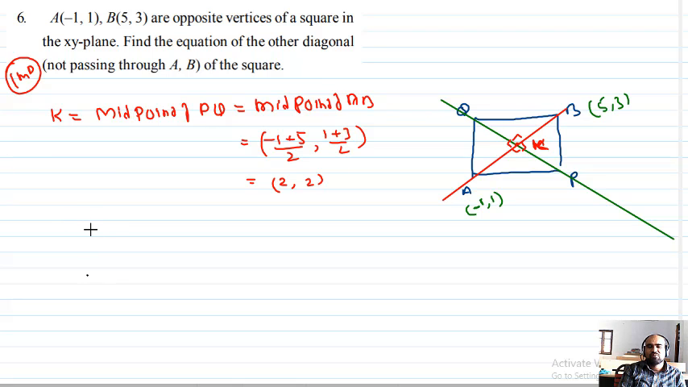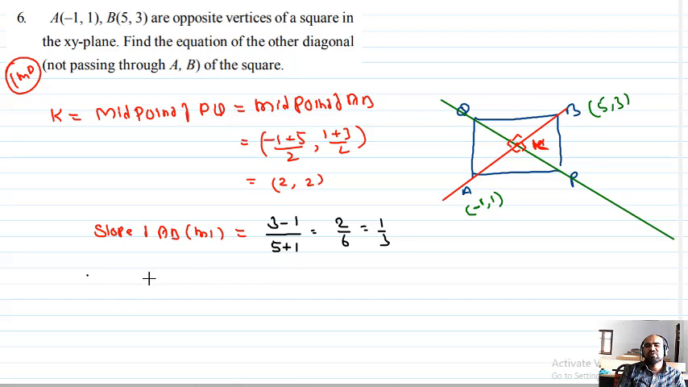First I want to find the slope of AB. Slope of AB, bracket M1, is equal to y2 minus y1 over x2 minus x1: 3 minus 1 over 5 minus minus 1, that is equal to 2 by 6, that is equal to 1 by 3. This is the slope of AB.